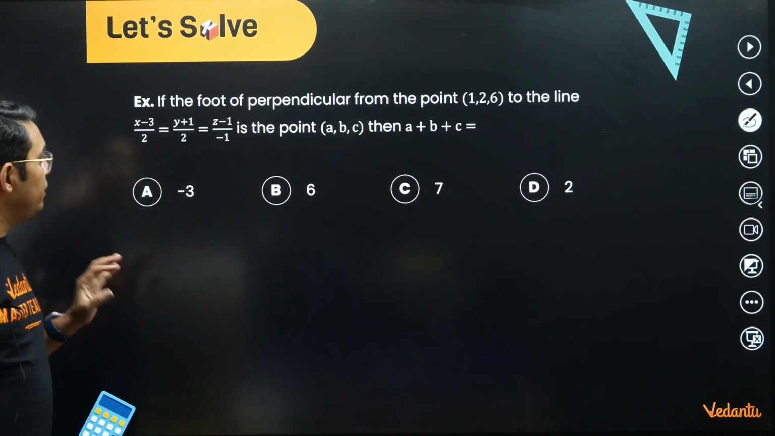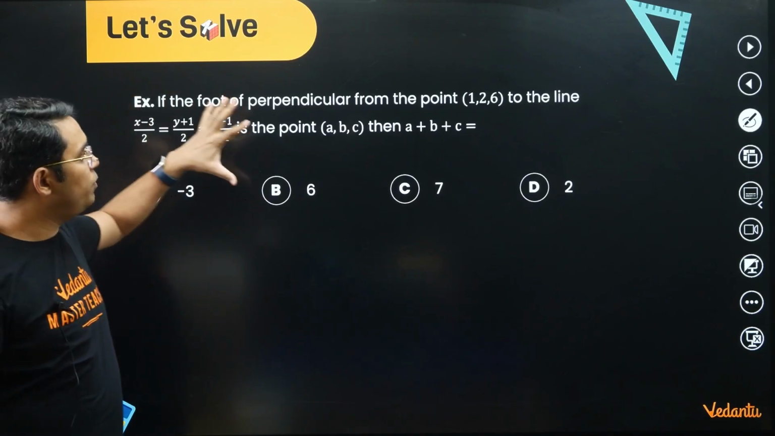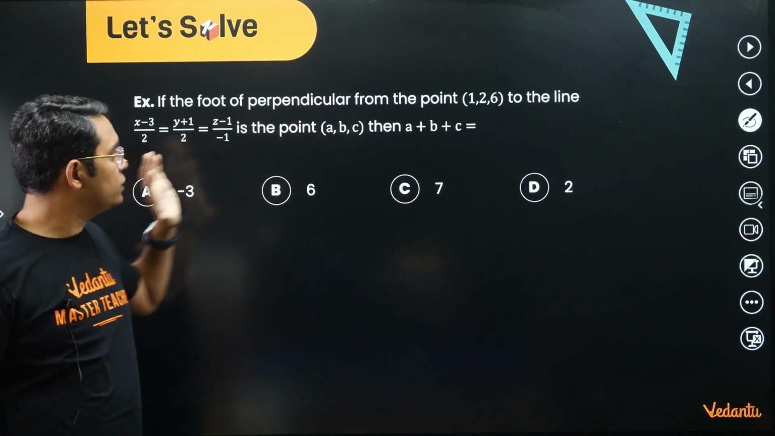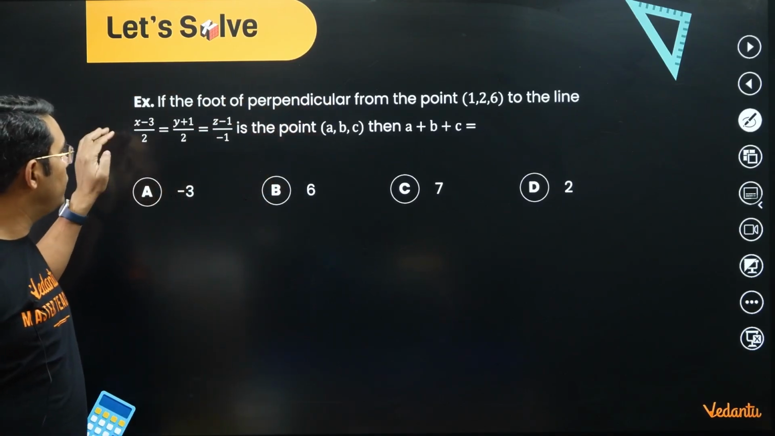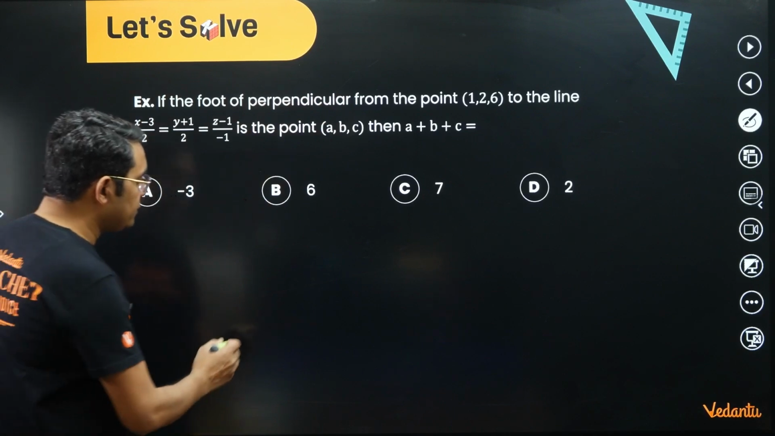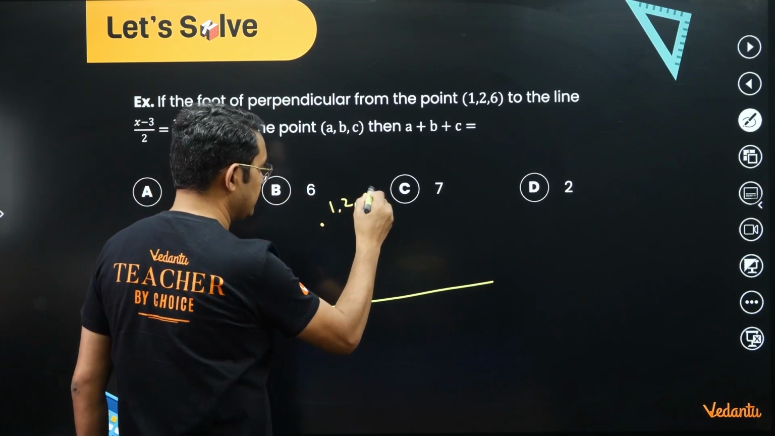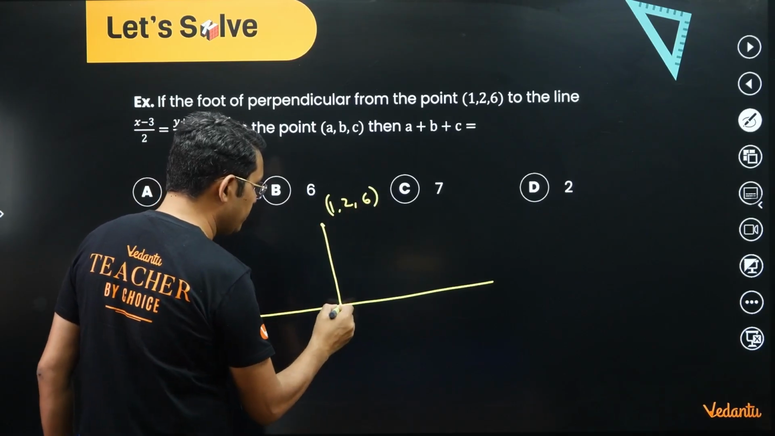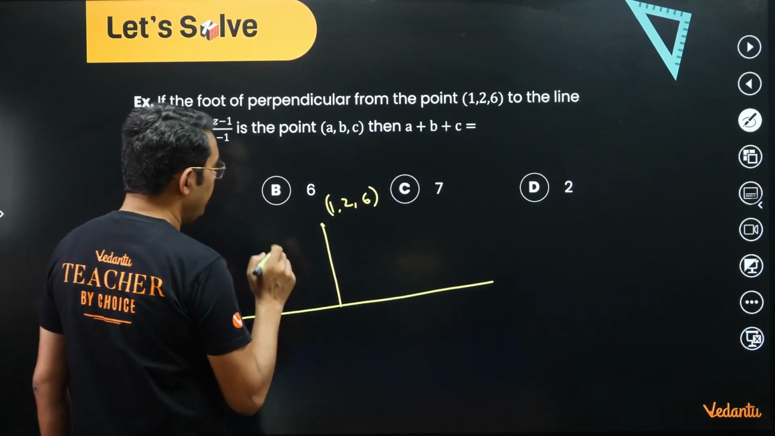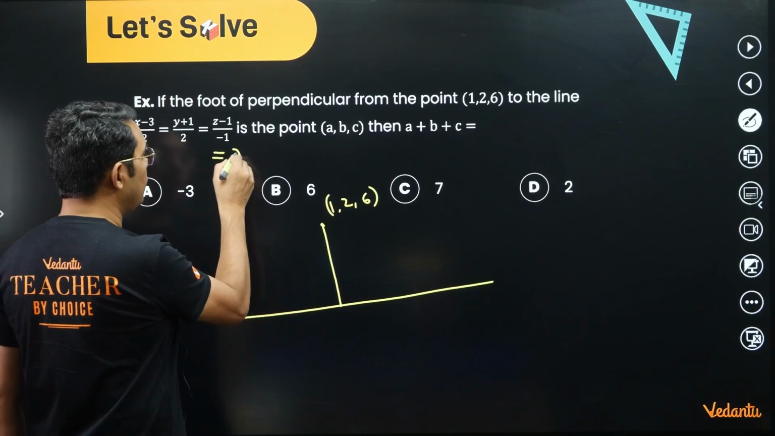Coming to this question, we are asked to find the foot of the perpendicular from 1, 2, 6 to the line (x minus 3) upon 2 and so on. Now dear students, one very standard question. Here this point is 1, 2, 6 and you are dropping a perpendicular from this to this line. Okay, now I can equate this equal to lambda.